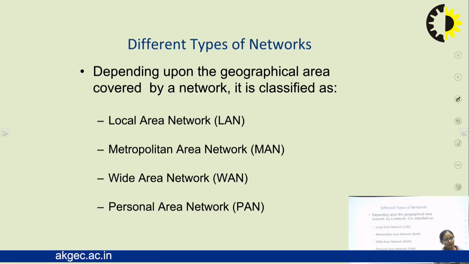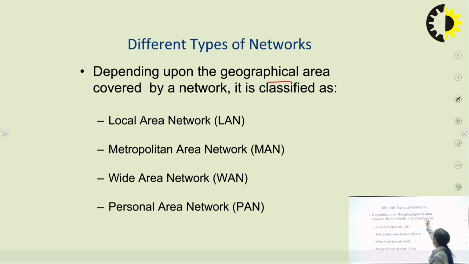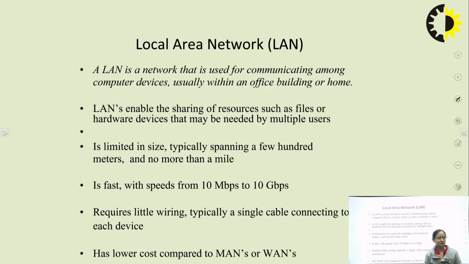The first category which we are going to discuss is on the basis of size, that is, how large the geographical area covered by the network is. On the basis of this, we have LAN, MAN, WAN, and PAN. LAN, that is local area network, is for when the area is very small. The metropolitan area network is somewhat larger than a local area network but smaller than a wide area network. Then we have the personal area network.